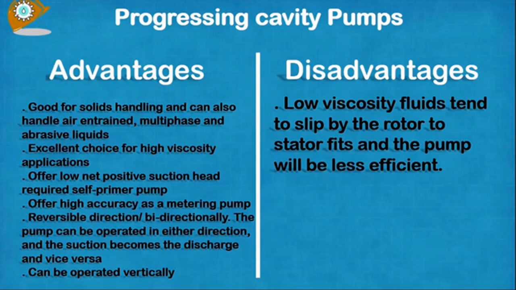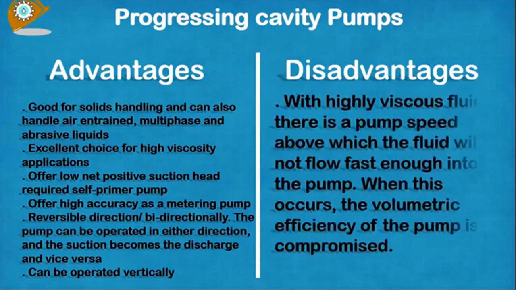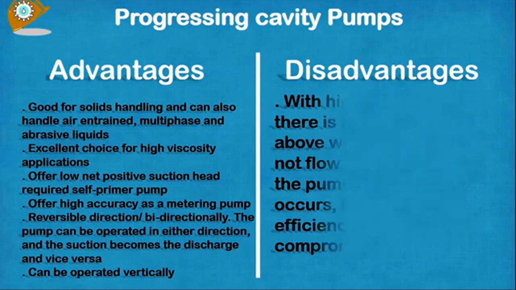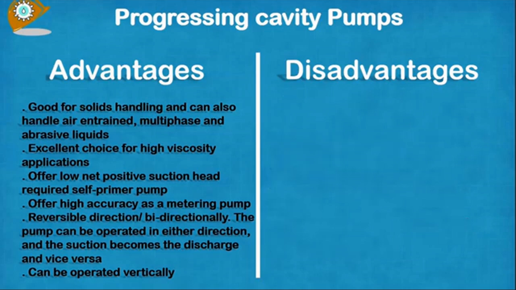Also, there is a pump speed over which the fluid won't flow into the pump quickly enough for highly viscous fluids. The pump's volumetric efficiency is compromised when this happens. The speed restrictions for a specific fluid and viscosity can be determined with the help of the pump's manufacturer.